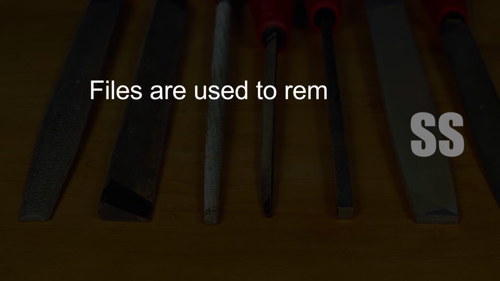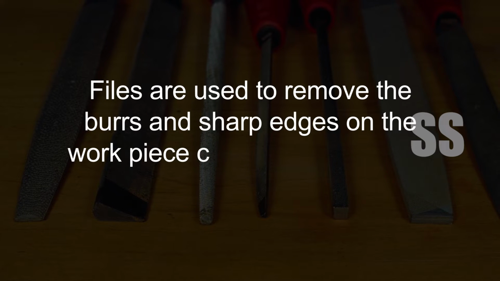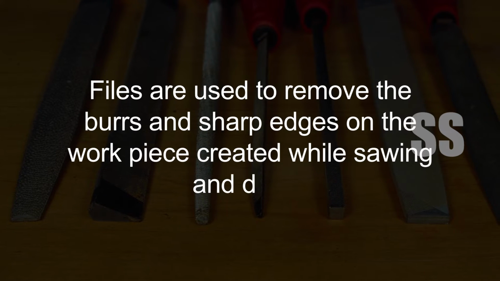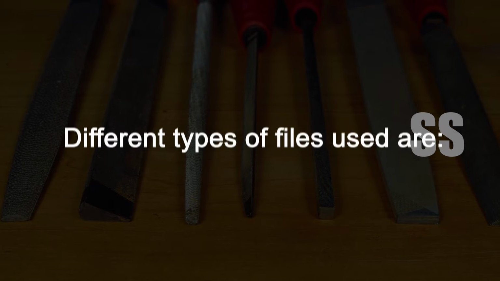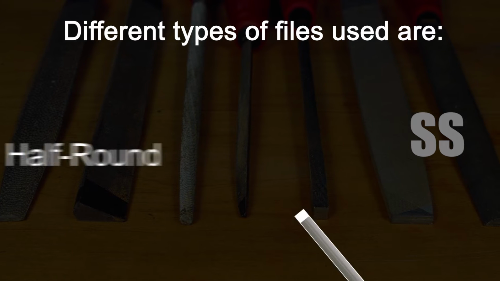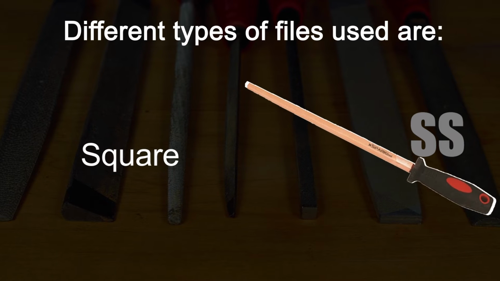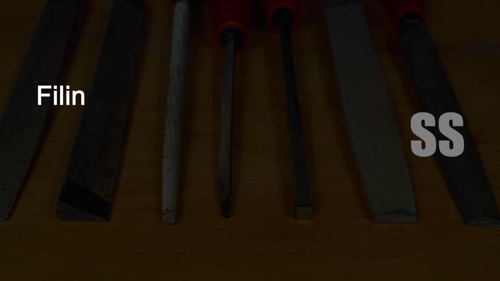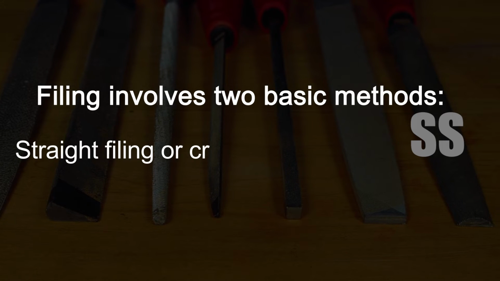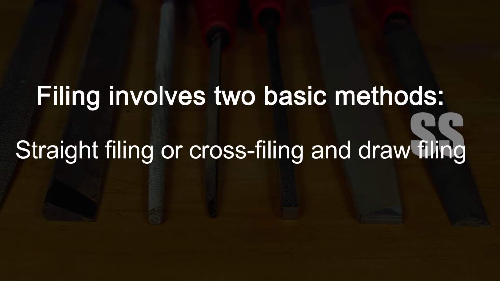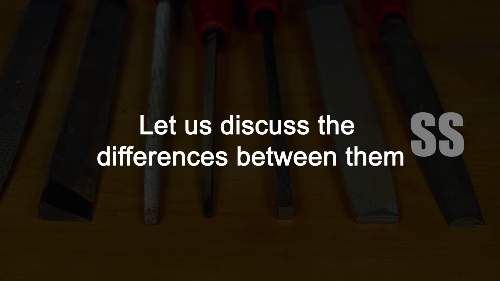Files are used to remove the burrs and shape the edges on the workpiece created while sawing and drilling. Different types of files used are flat, half round, triangle, round, square, knife edge. Filing involves two basic methods: straight filing or cross filing, and draw filing. Let us discuss the differences between them.